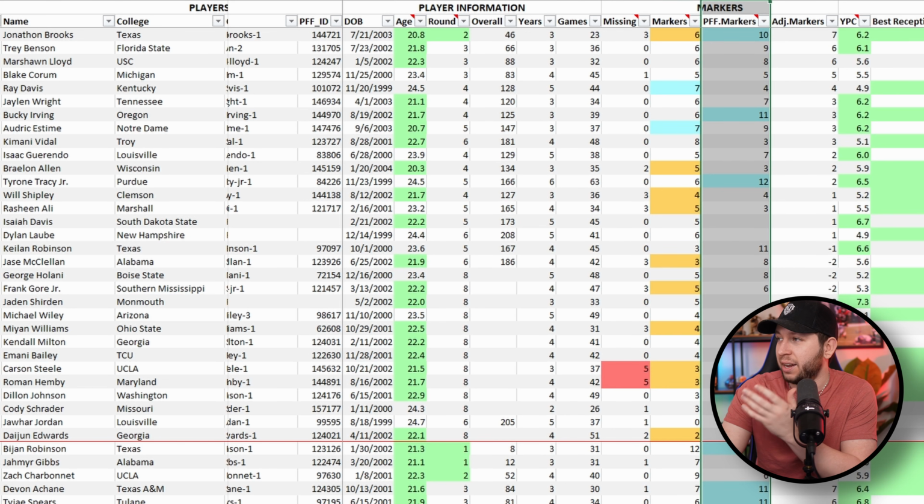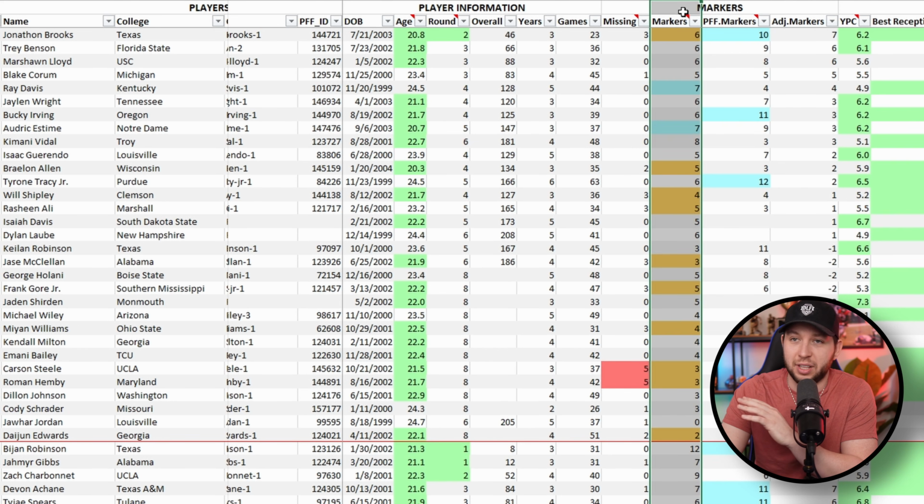But like I said, the marker system is still basically the exact same thing. I'm using baselines that previously successful NFL running backs had coming out of college, and I'm using that to evaluate prospects from 2024, 2025, and beyond moving forward. So I have 12 markers for the running back position. It was 10 last year. I've added 2 more this year.